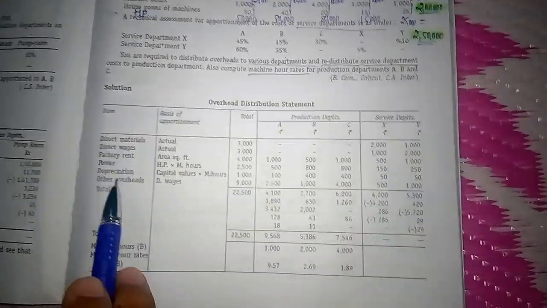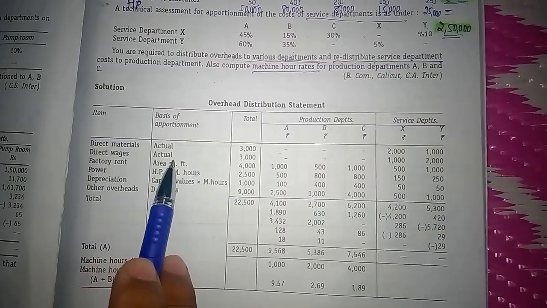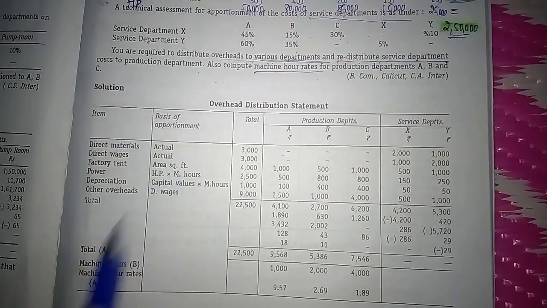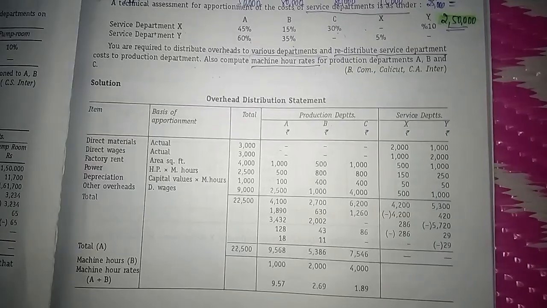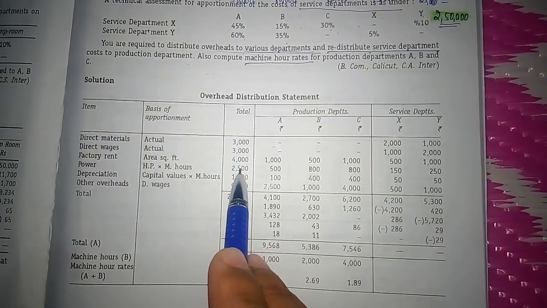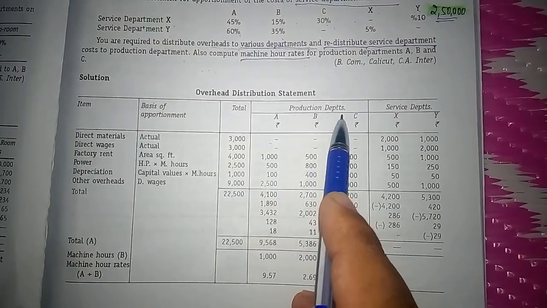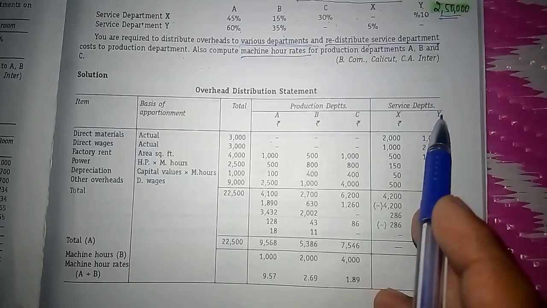So now let us prepare the overhead distribution summary, that is the primary overhead distribution summary. The format will be, first we are supposed to write the items, in the sense particulars, then the basis of apportionment, in which basis we are going to apportion the expenses, then we are supposed to write the total amount which is going to be apportioned, then we are supposed to write the production departments and service departments separately.